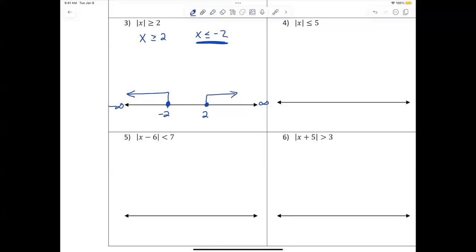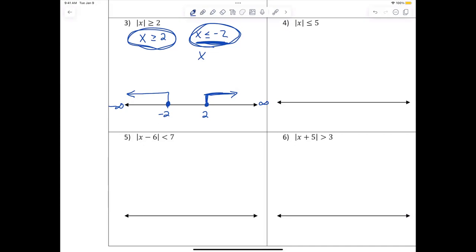So why do you go? This says x is less than -2. This one right here says x is less than -2. Do you agree with that or not? So that's why it's going to the left. This says x is greater than 2, so it's going where? To the right. Okay. You good on that or not?